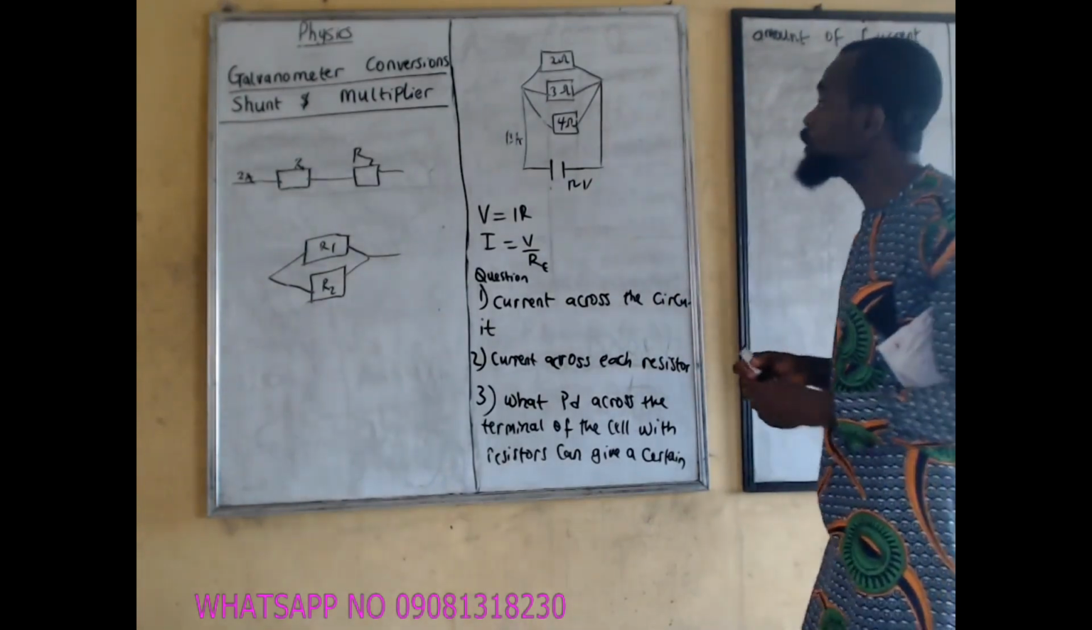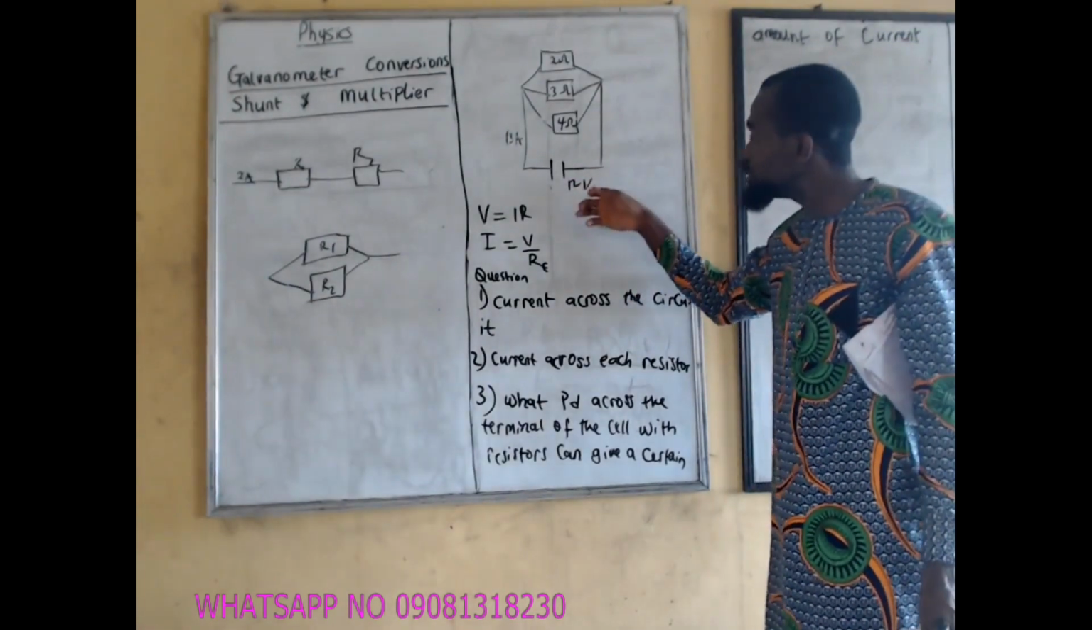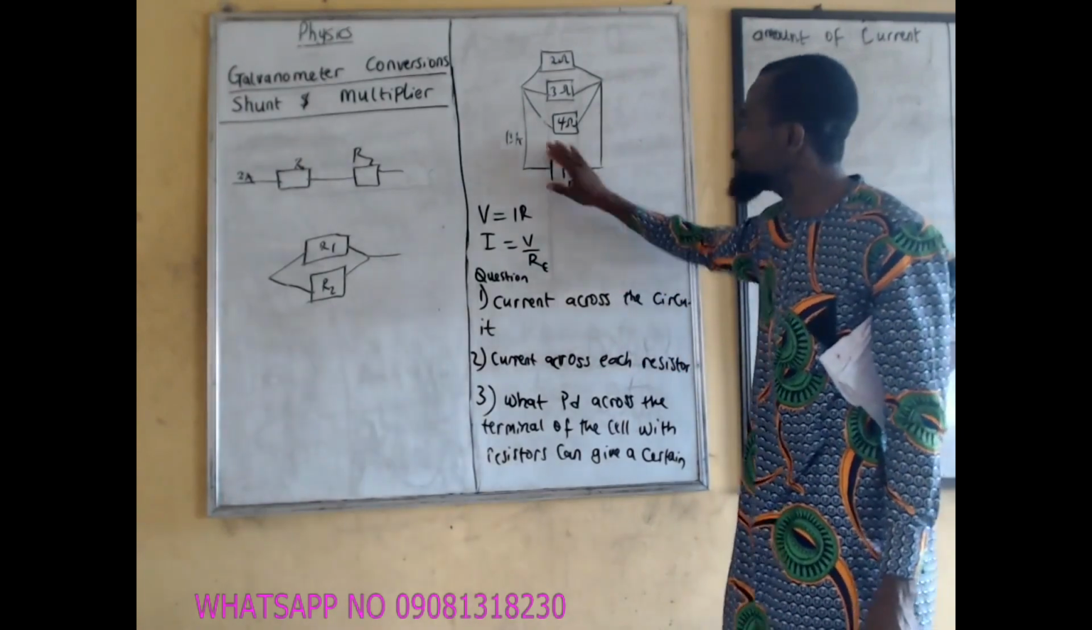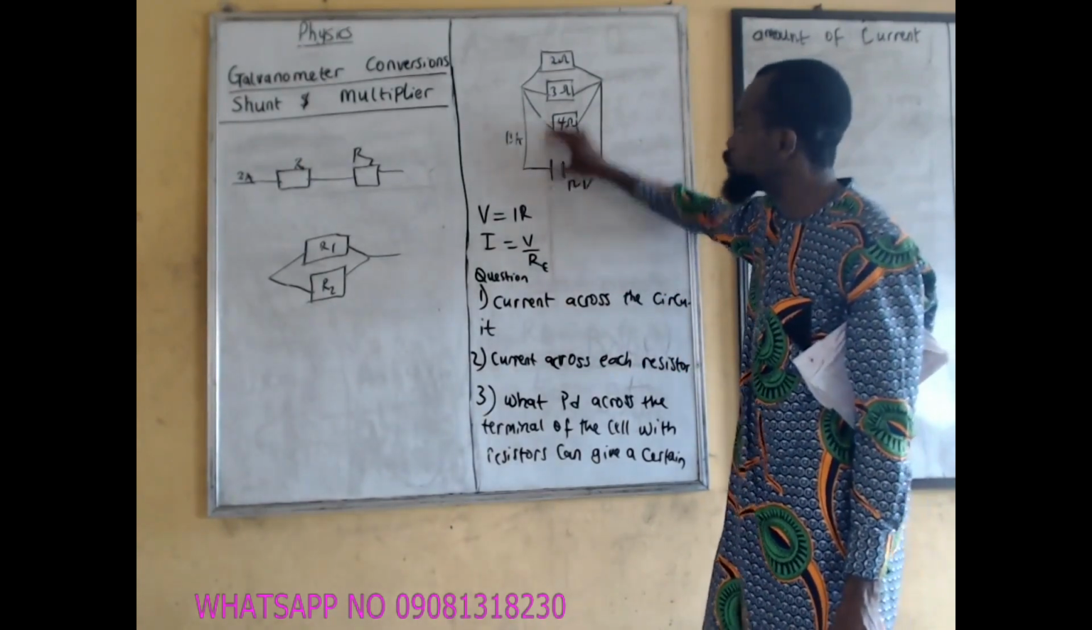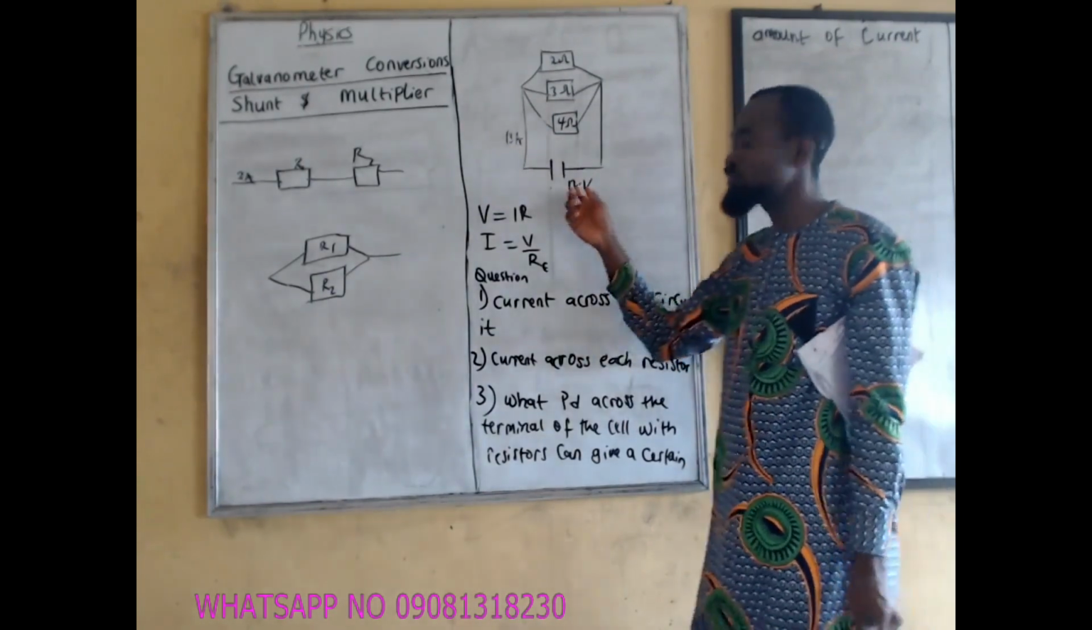So you are setting up, you know the potential difference across the cell. But in the question, you can say, let's assume you don't know what potential difference with this resistor can give us this current. You can be asked to find this.